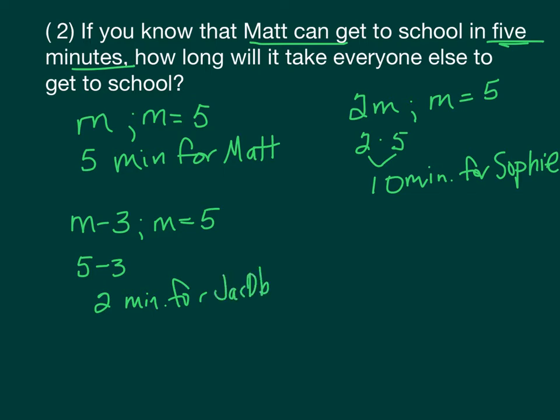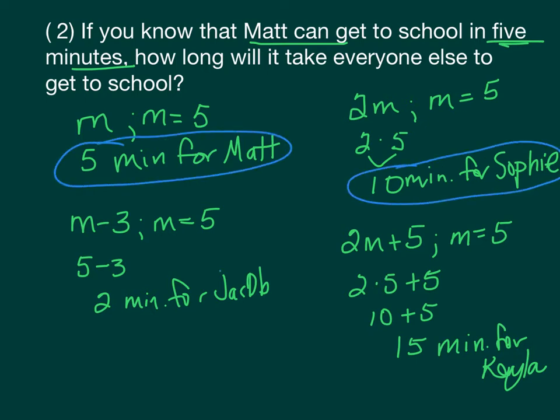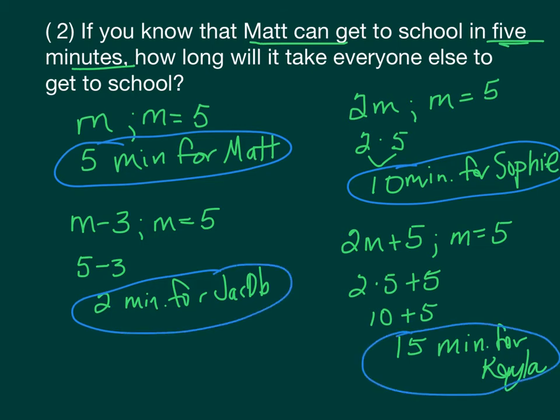And my last expression is for Kayla. The expression for Kayla was 2M plus 5. We know that M is equal to 5. We substitute in, we've got 2 times 5 plus 5 more. 2 times 5 is 10 plus 5. Still funneling down just like we've been doing since the beginning of the year. So that is 15 minutes for Kayla. Just to be clear, the answers we have here are 5 minutes for Matt, 10 minutes for Sophie, 2 minutes for Jacob, and 15 for Kayla.